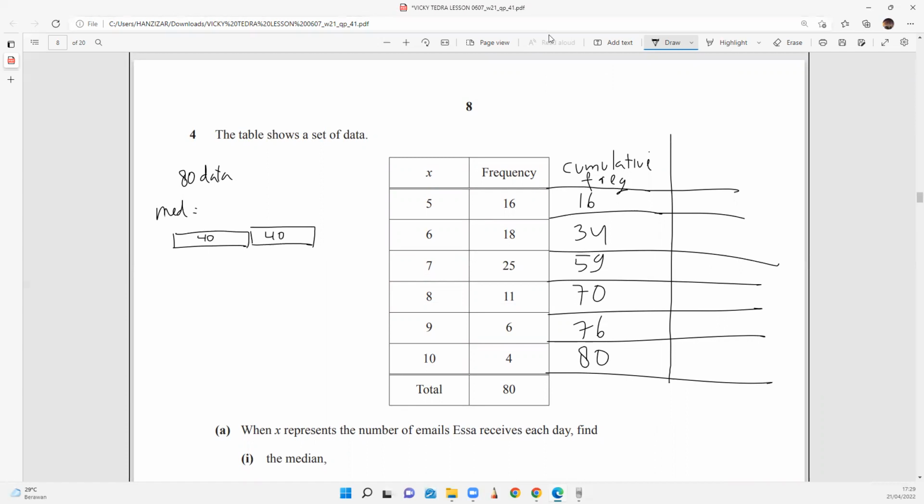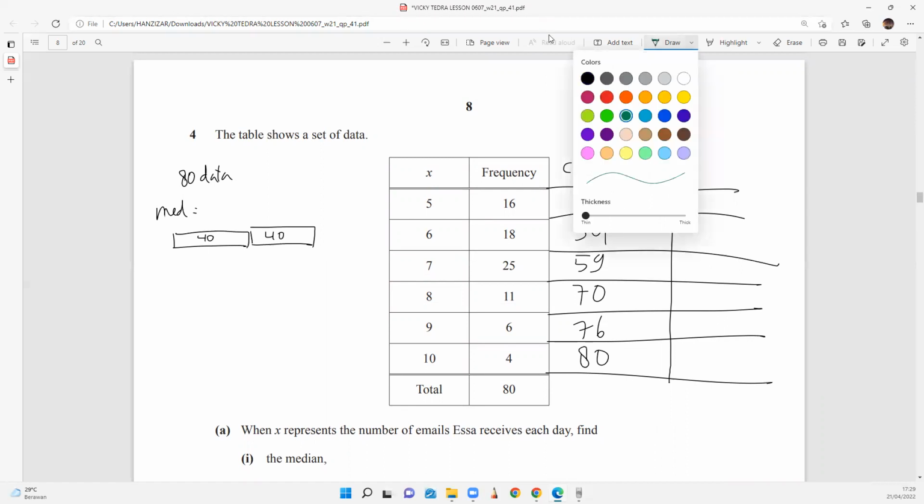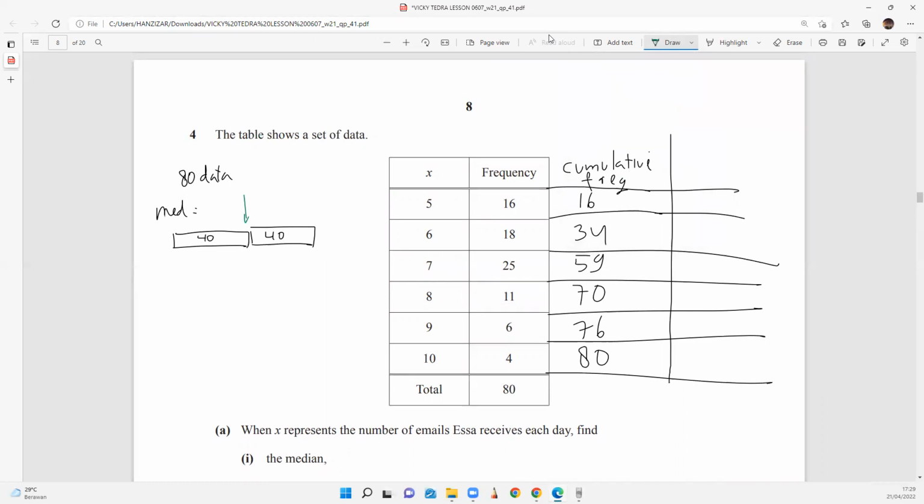So where is the median? The median is located right in the middle. So we have 40 and 40, so we don't have the number, by the way. So it is in between 40 and 41, right? So it is in between 40 and 41st data. So 40th and 41st data.